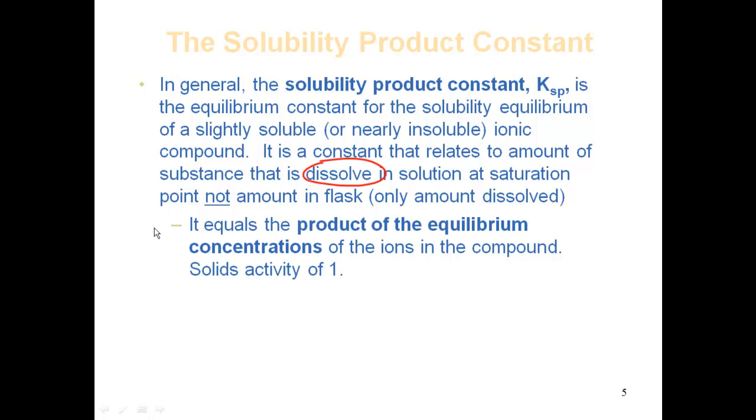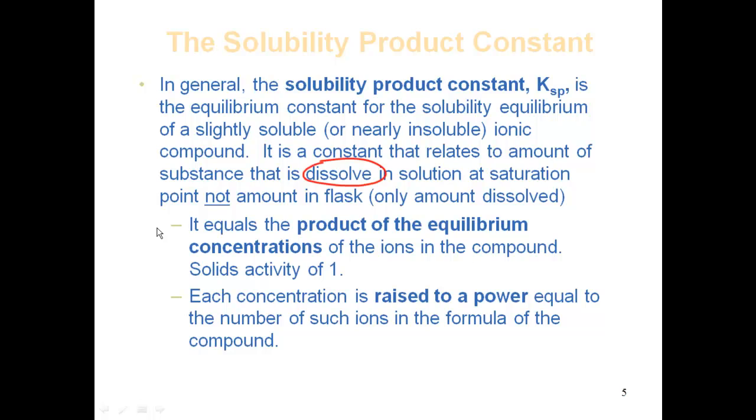It equals the product of the equilibrium concentrations of the ions in the compound, accounting for solids having an activity of 1. Each concentration is raised to the power equal to the number of such ions in the formula of the compound. So once again, we've got to account for those coefficients, which we didn't have to do when we were talking about acids and bases because everything was 1-to-1.